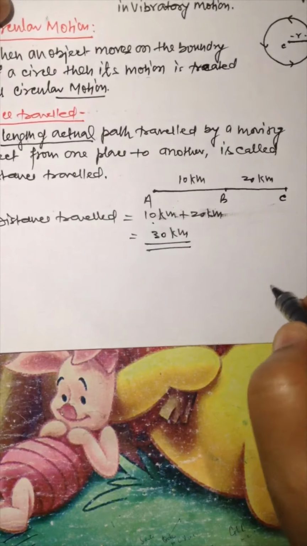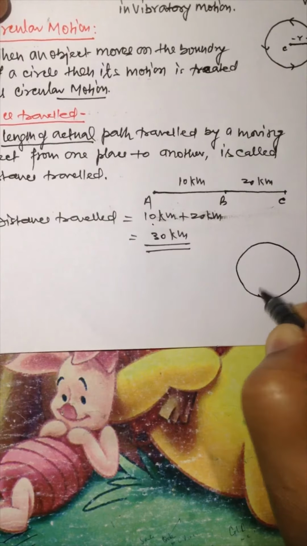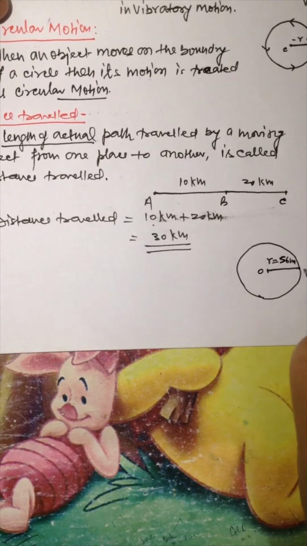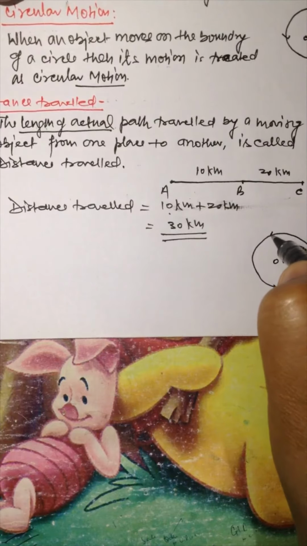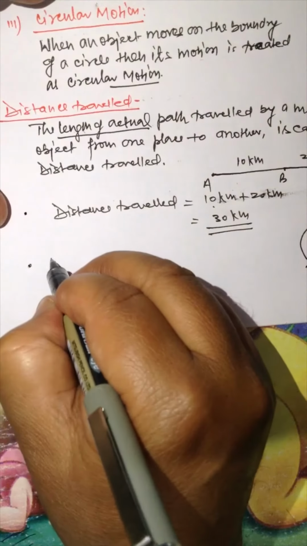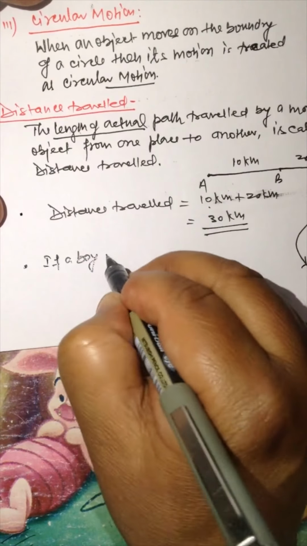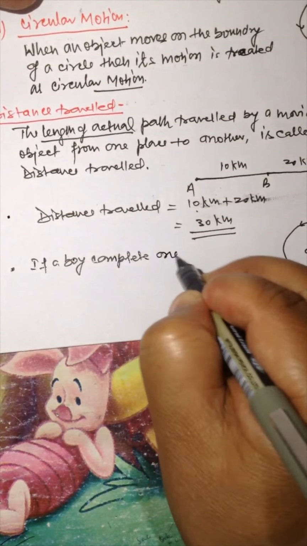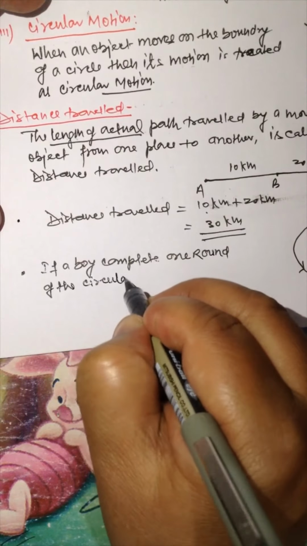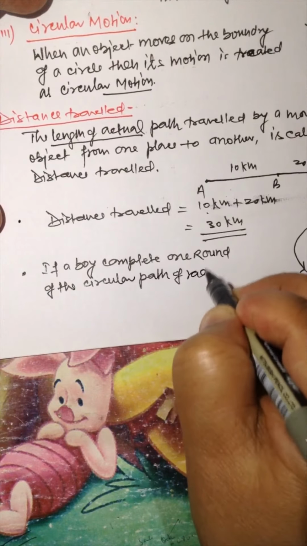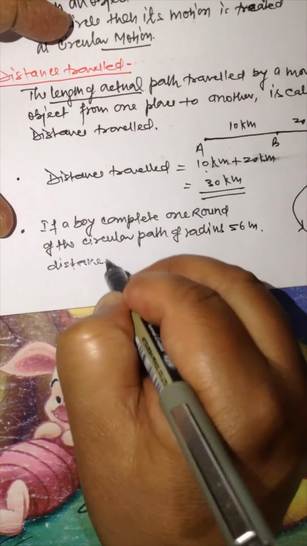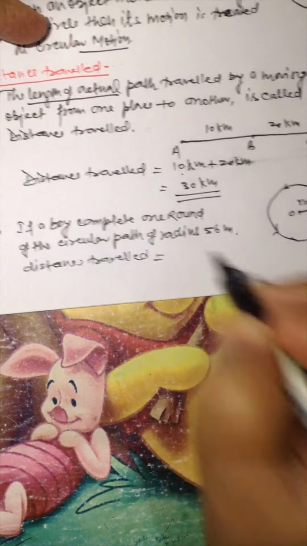If I am taking another example, an object is moving on this circular path whose radius r is equals to, suppose, 56 meter. Okay, this is center, this is P point, initial point, and it is covering this complete whole round. Second example, this is the first example. If a boy completes one round of the circular path of radius 56 meter, then distance traveled will be equals to how much distance it has traveled.